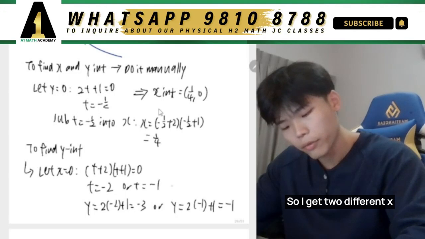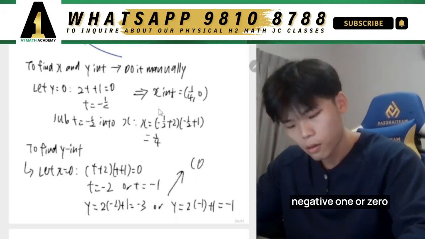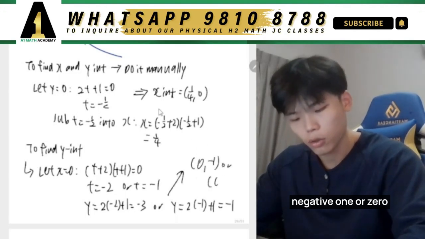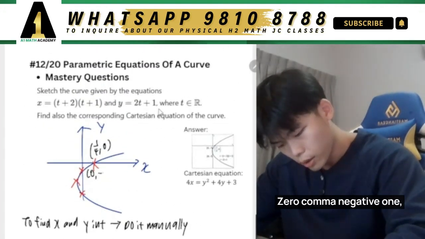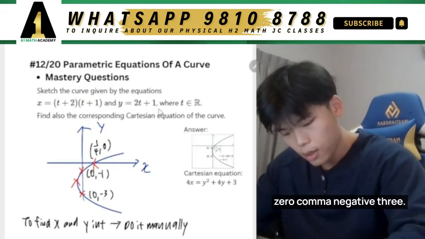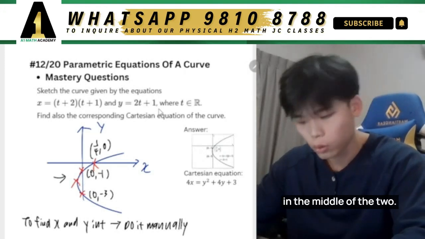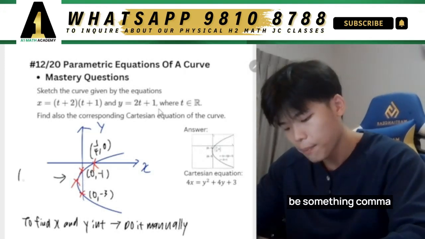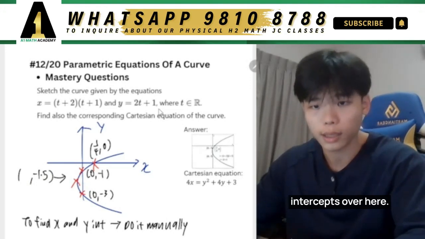So I get two different y-intercepts essentially: (0, negative 1) or (0, negative 3). So I just need to sub them back here, right? (0, negative 1), (0, negative 3). And to find the turning point over here, this turning point will be in the middle of the two. So I know that the y value here will be negative 1.5, right? Because it will be in the middle of the two intercepts over here.